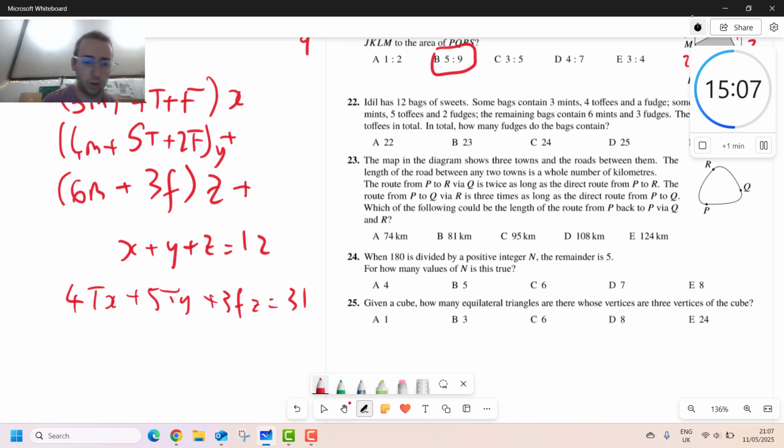Okay, so... Oh, why is that F? So let's say I've got 4 of these. Wait, there's no toffees in this one. Wait, there's no toffees here. So I think I need 3 of these. Oh no, wait, but there's 12 bags. Oh, but wait. I need 3 of these.